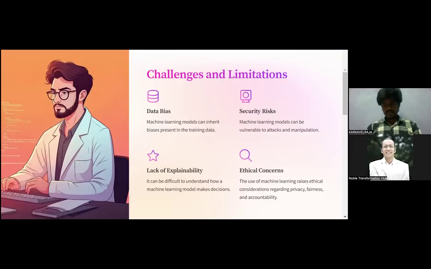And this challenge will be mitigated. Then ethical concerns using machine learning: rising ethical consideration regarding privacy, fairness, and accountability. So these challenges need to be opposite. You have to do the opposite of it to mitigate them. Non-bias, security, data should be secure, you need to explain it well.